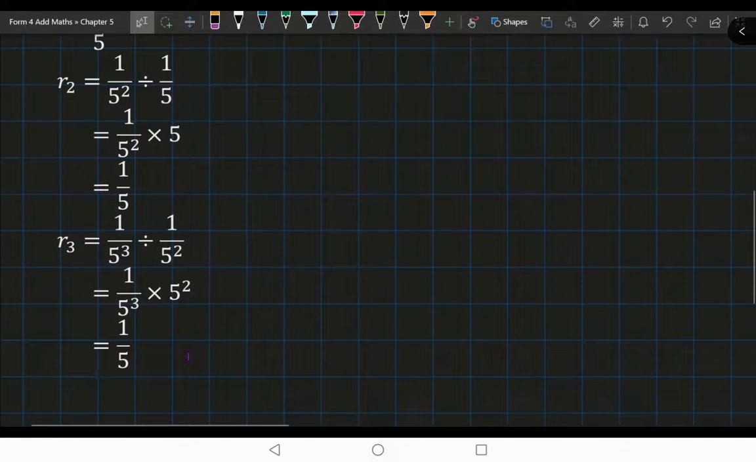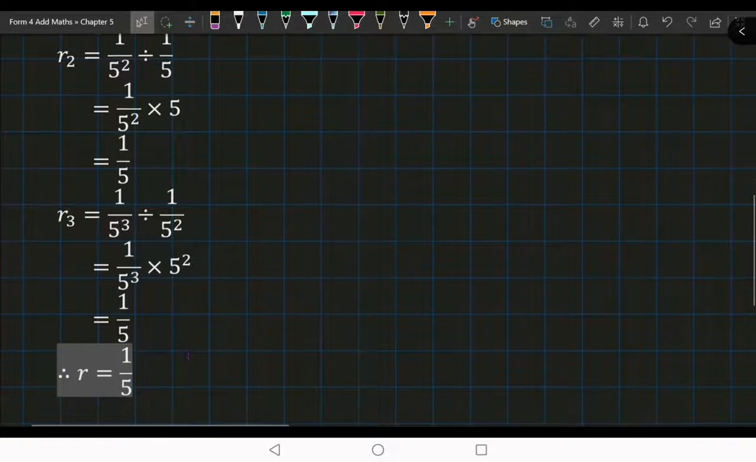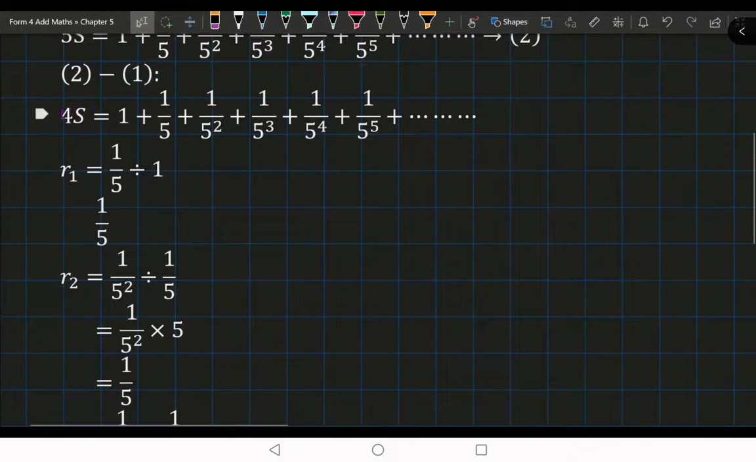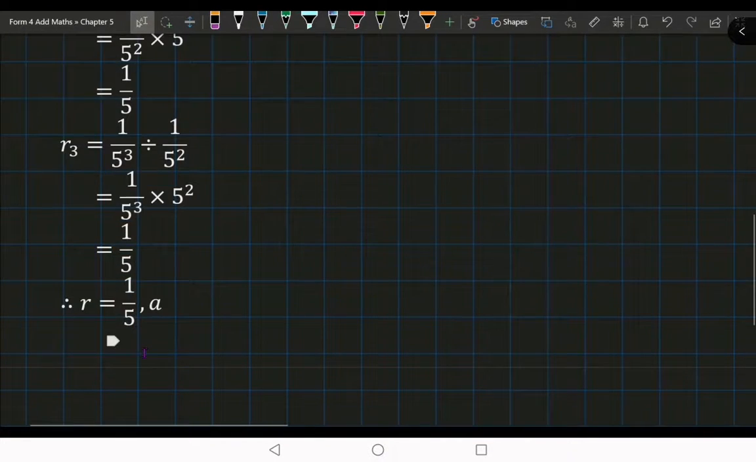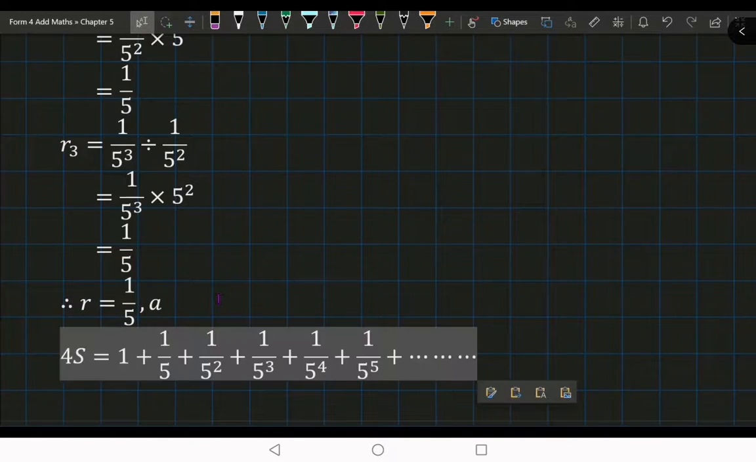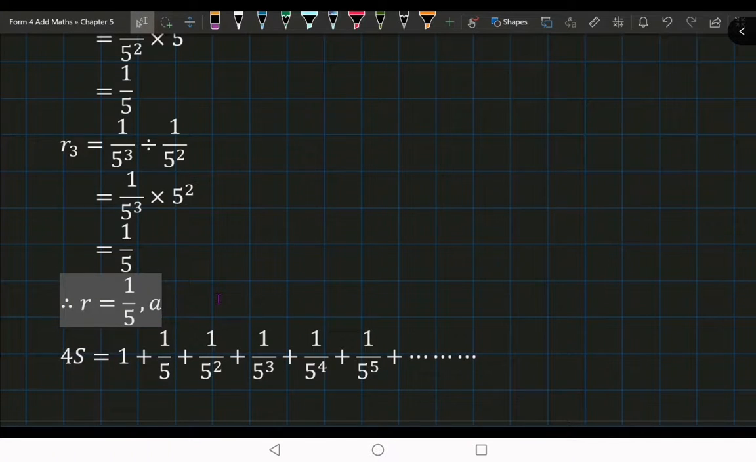Therefore R is 1/5. We consider the first term to be 1. The first term is 1.